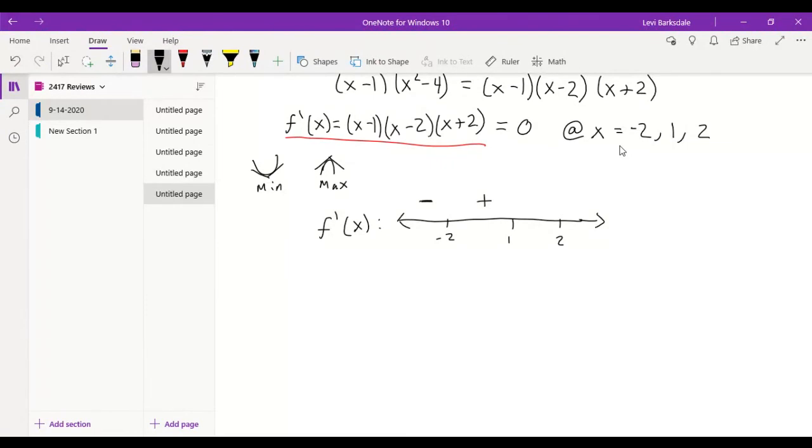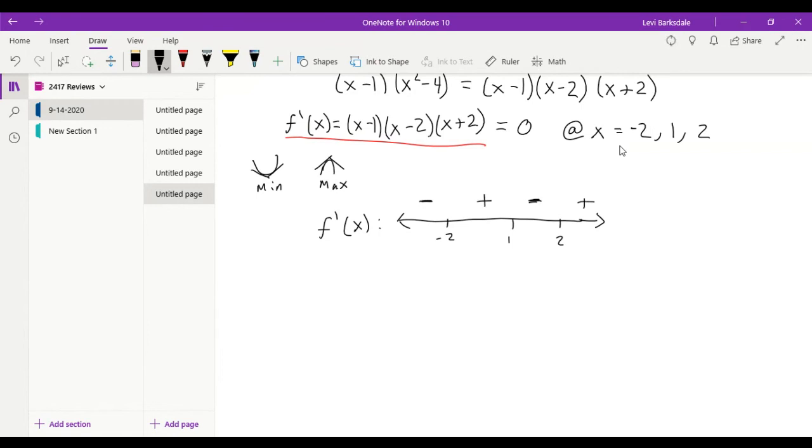This x minus 1 term would be positive, this x minus 2 term would be negative. And then this x plus 2 term would be positive. So positive times a negative times a positive gives a negative. And then lastly, for x is greater than 2, all three of these would give a positive value.